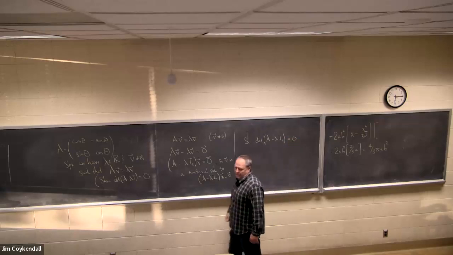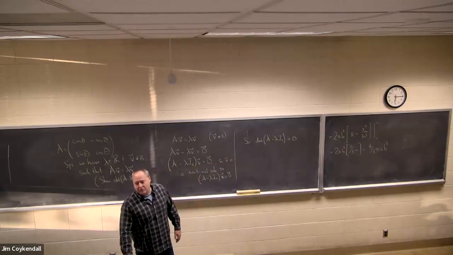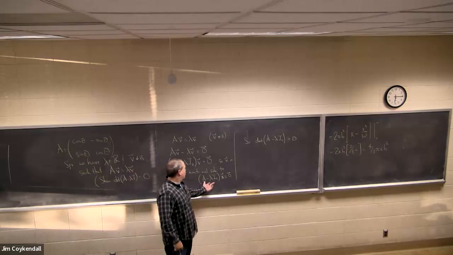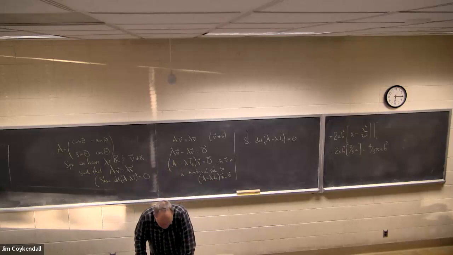Its determinant equals zero. Because it's got a non-trivial solution, the determinant has to be 0. If you look at the columns of this, they can't all be independent, or the set of columns can't be. Any questions on this?